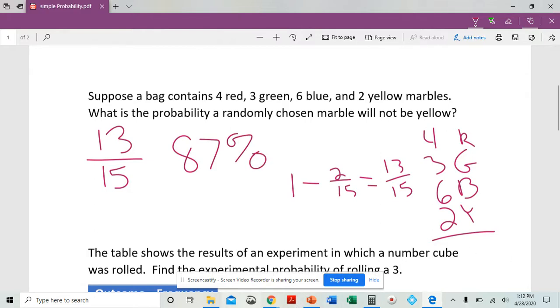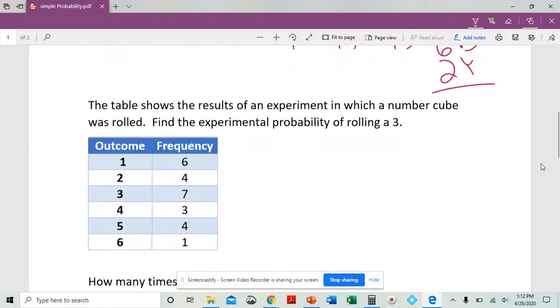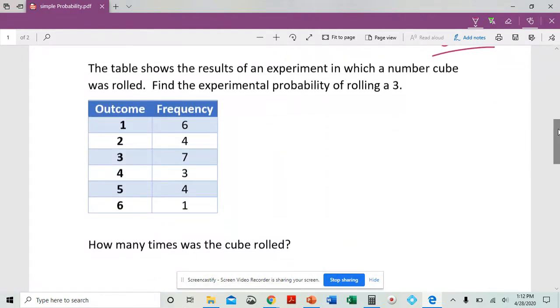All right, easy peasy. I think you guys are going to do well at this. All right, so the table below shows the results of an experiment in which a number cube was rolled. Find the experimental probability of rolling a 3. Experimental probability is asking you for a ratio.